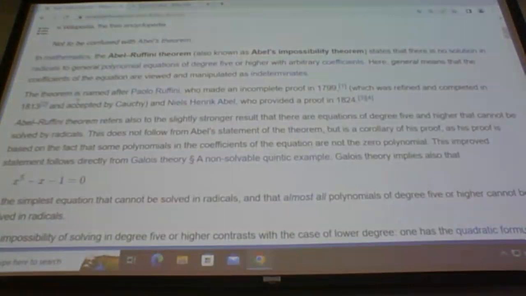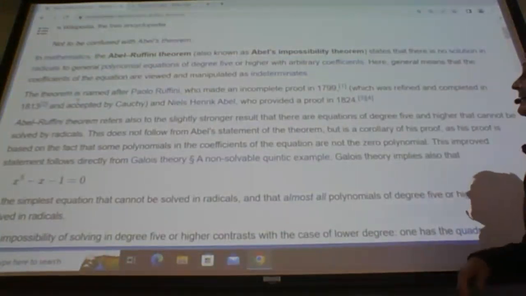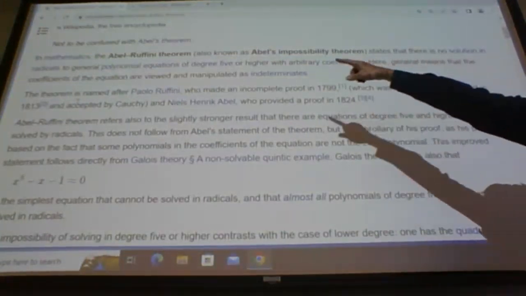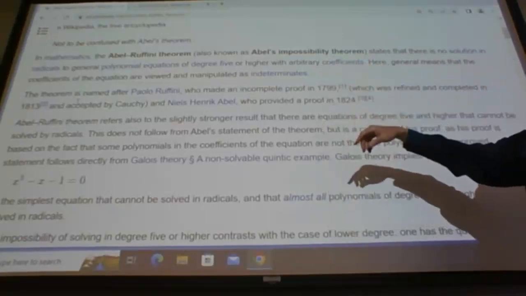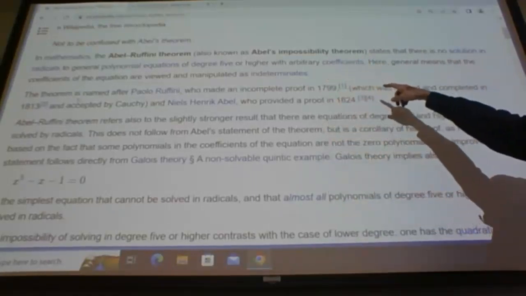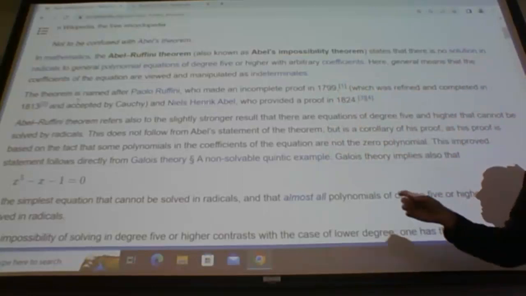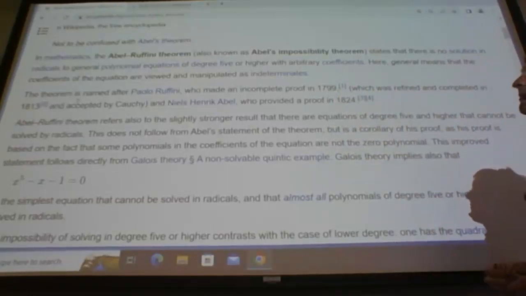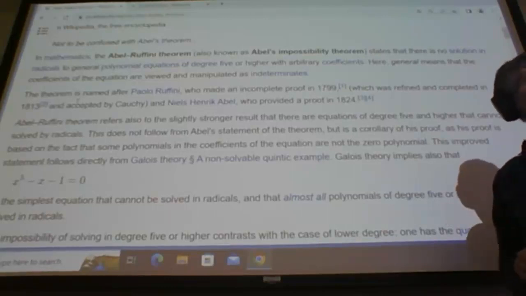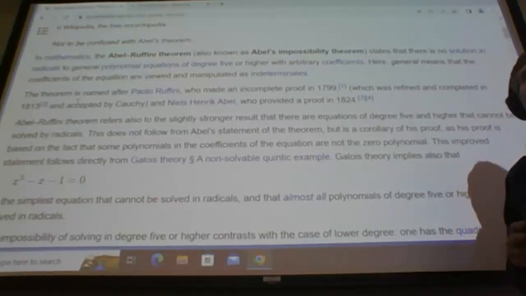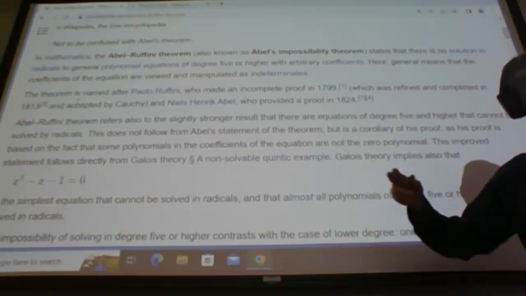Let me put this on the computer here. There's a famous theorem called Abel's impossibility theorem that states there is no solution in radicals, meaning roots, to general polynomial equations of degree 5 or higher, and hence you can't factor them of degree 5 or higher either with a general formula.